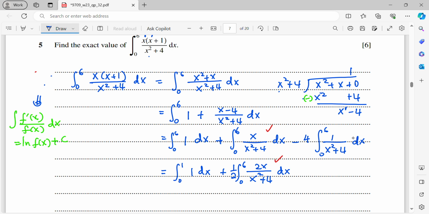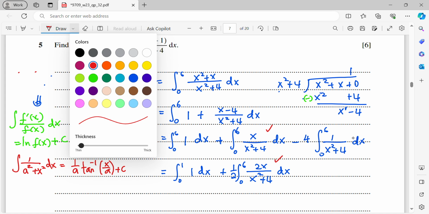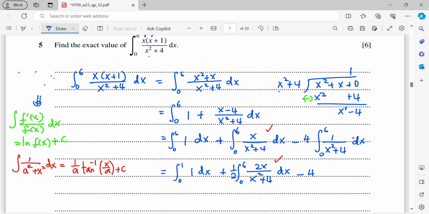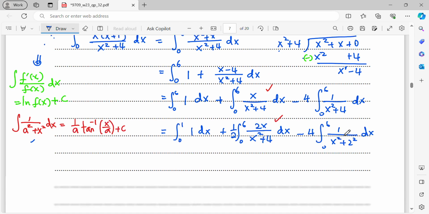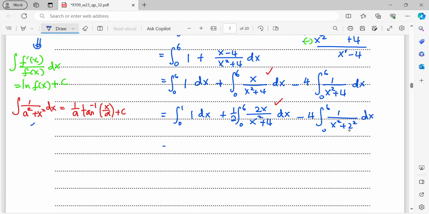For the third integration, we need to apply another formula, which is the integral of 1 over a squared plus x squared dx, which is going to be 1 over a inverse tangent x over a plus c. So now I will write minus 4 integrate 1 over x squared plus 2 squared dx. That means now my a is 2. According to this formula, then I can apply the formula directly.